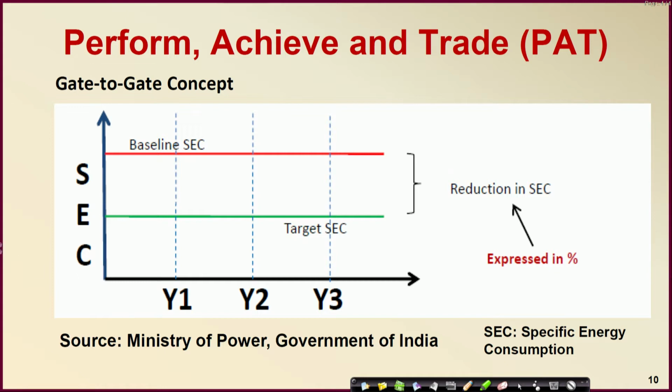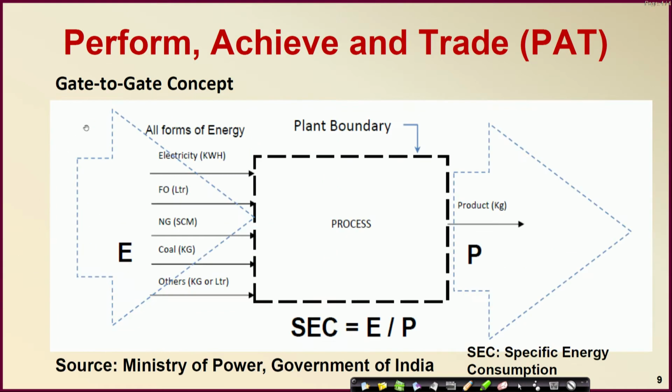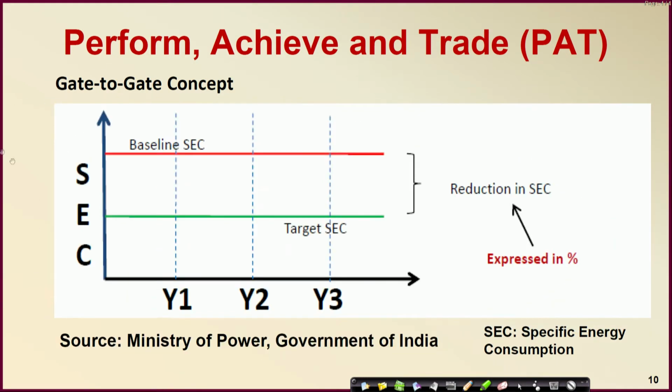So, these are the 3 years, that is your Y1, Y2 and Y3. For specific years, Y1, Y2 and Y3, they will be given some specific targets, and through that they have to achieve the target specific energy consumption levels, all right. So, that should be our specific reduction.